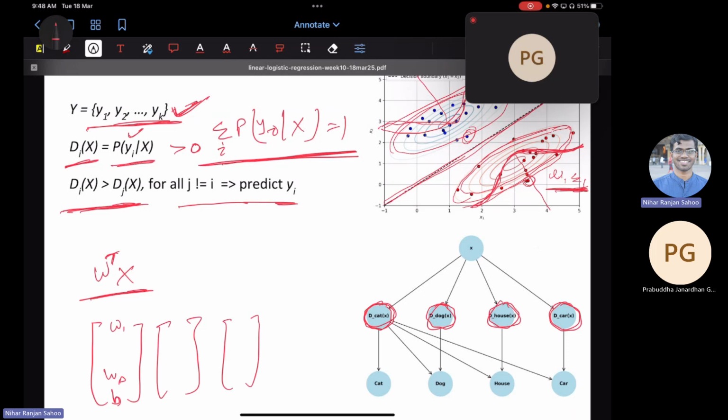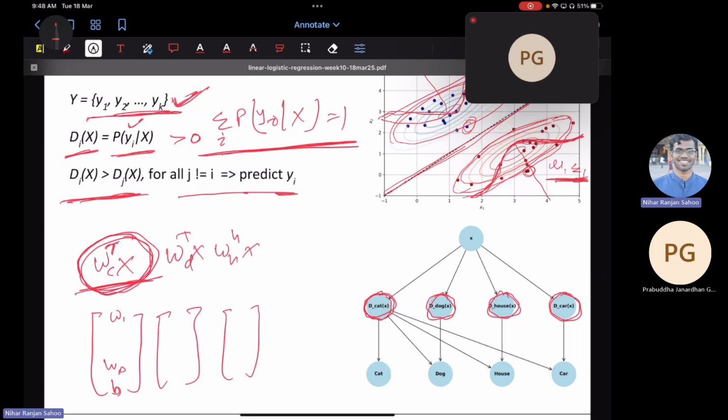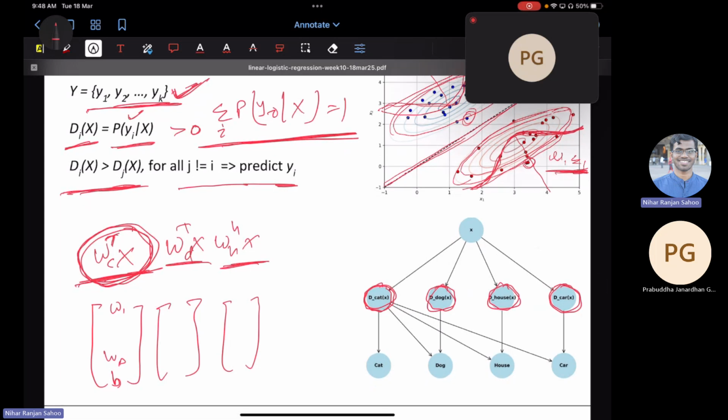So if there are multiple classes, we'll have to learn this W vector for each class. Once we learn the W vector for each class, let's say this is WC, this is WD, this is WH, what you have to do is multiply this X with each W. The assumption is this will give us the probability. Actually, this will not give us the probability. How we get the probability out of it, we'll discuss today. So assume this gives us the probability for assigning a data point into each class, then we will make the decision, right?